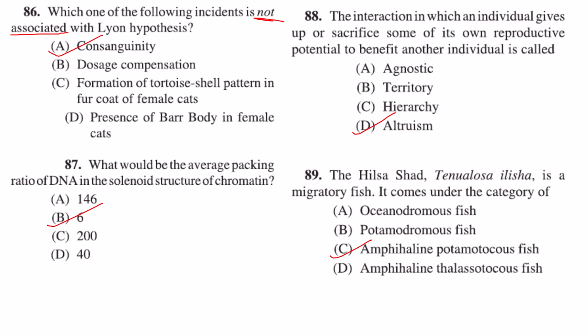That is a fish that will migrate in the ocean only, it will not enter fresh water. Then a potamodromous fish is a fish that migrates within freshwater environment and it will not enter the ocean. Then amphihaline thalassotocos fish migrates from freshwater to ocean to spawn. So that's it with Hilsa shad.